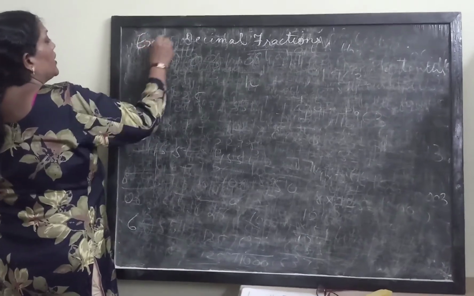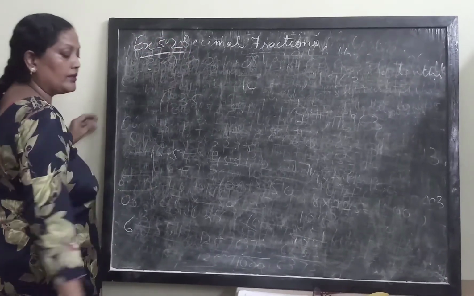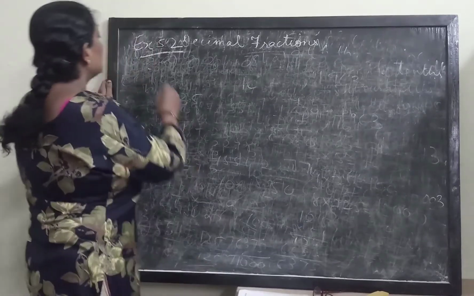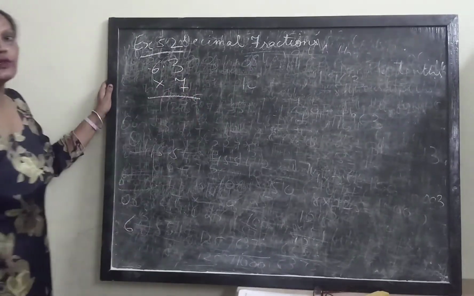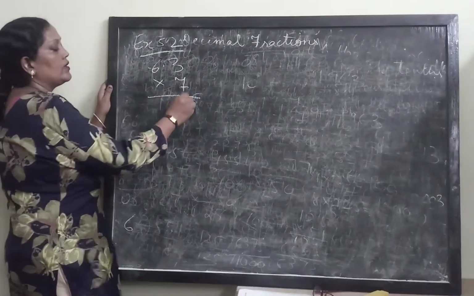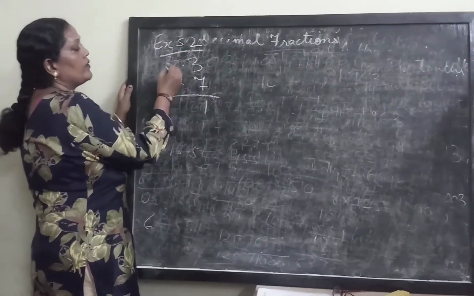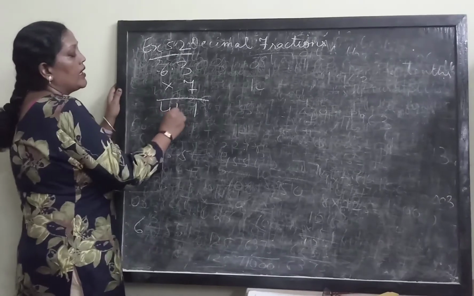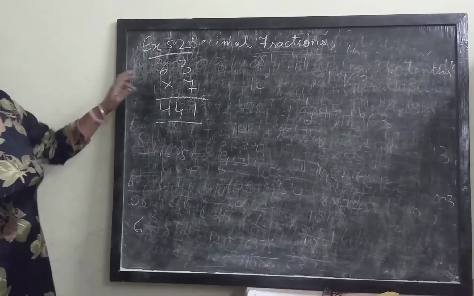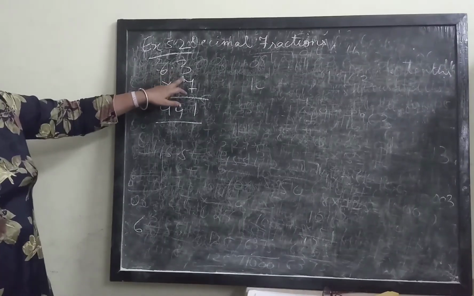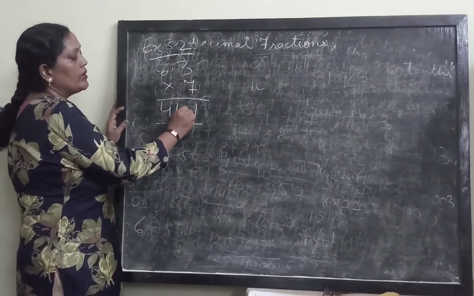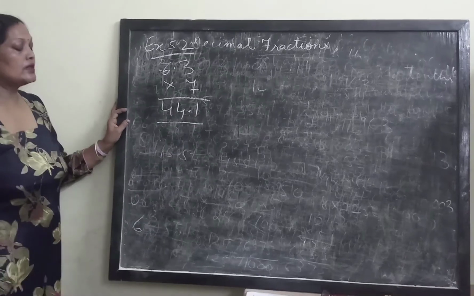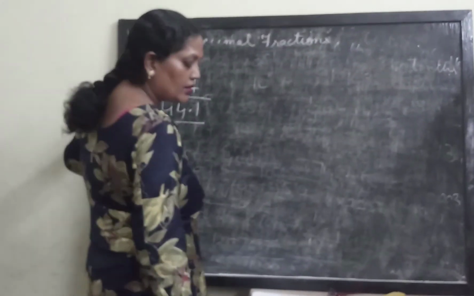Multiplication. Everybody is familiar with multiplication? Yes. 6.3 into 7. See here students, first you do the simple multiplication. 7 3s are 21, 2. 7 6s are 42 and 2, 44. What is the main step here? After decimal, how many numbers are there? One digit. So from the back, you have to put one decimal before one digit. This is the answer.